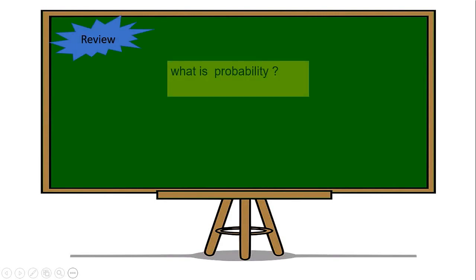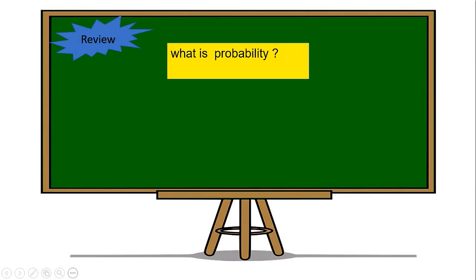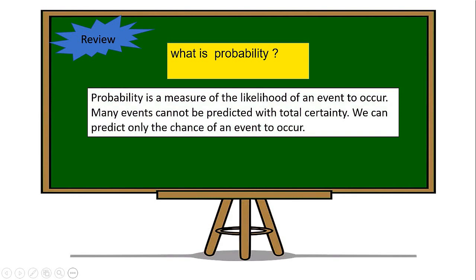Before we have our new lesson, let's review the lesson we had yesterday. What is probability? Can you remember about probability? Very good. Probability is a measure of the likelihood of an event to occur. Many events cannot be predicted with total certainty. We can predict only the chance of an event to occur.